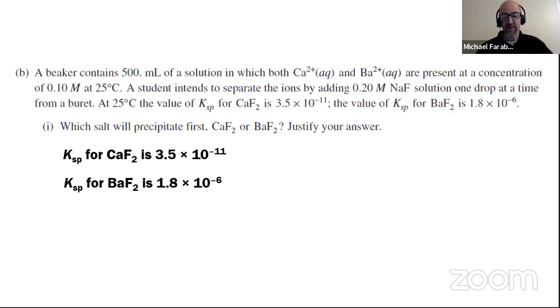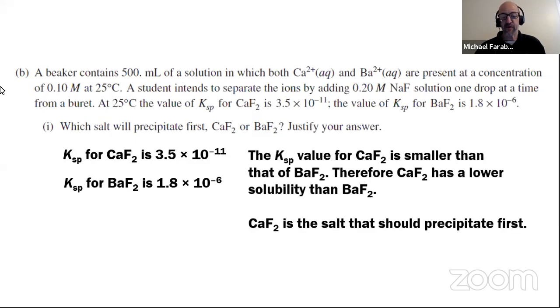So calcium fluoride's Ksp is about 5 orders of magnitude smaller than barium fluoride's. We can take advantage of that difference in Ksp because it helps us understand that there's going to be a difference in solubility. Which salt will precipitate first essentially is asking the question, which salt is less soluble in water? And hopefully you remember from yesterday's lesson, the smaller the Ksp, the lower the solubility. So the value for Ksp for calcium fluoride is smaller than that of barium fluoride. Therefore, calcium fluoride has a lower solubility, and calcium fluoride is the salt that should precipitate first.